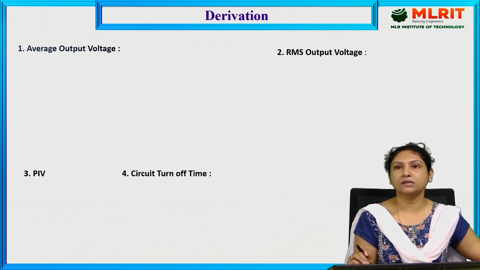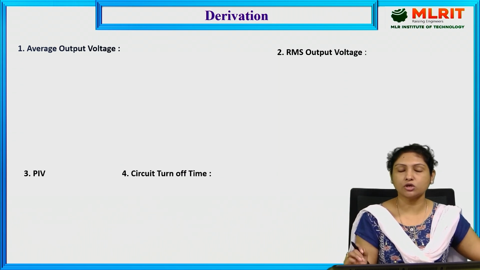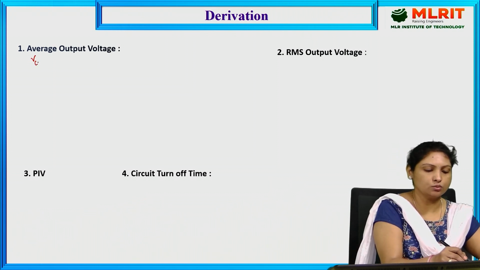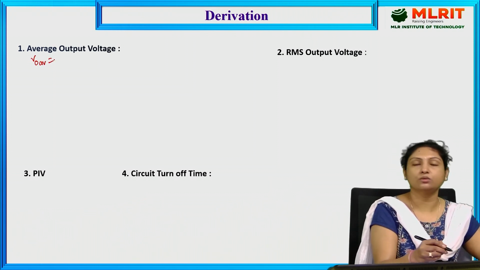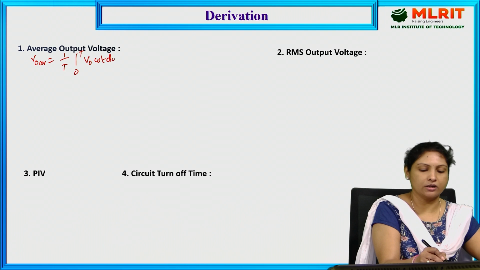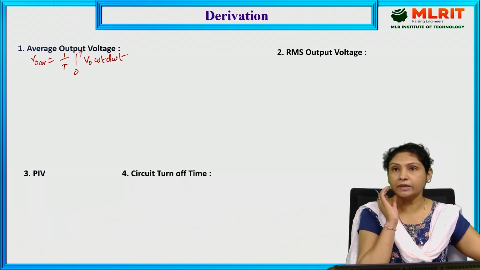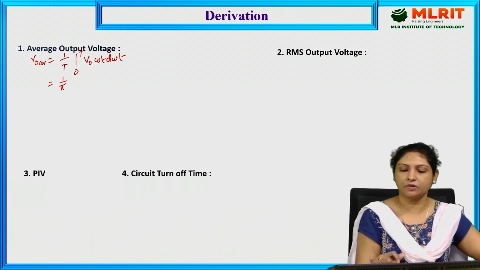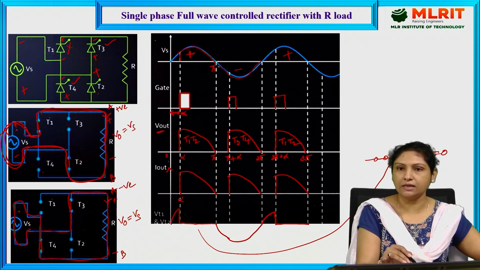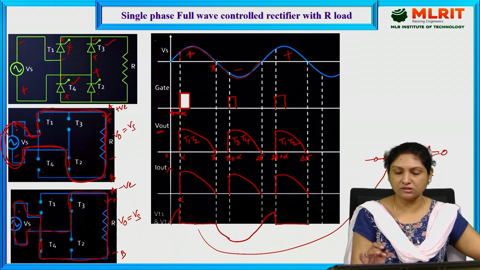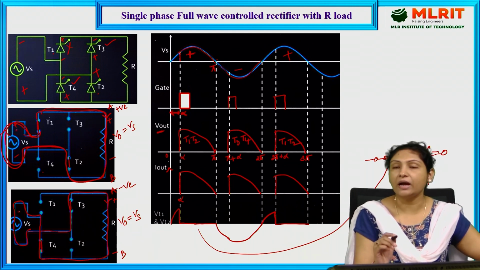And now let us see the average output voltage expression, where V naught average is equal to the general formula 1 by T, integral from 0 to T of V naught d omega T, where every similar cycle is repeating for pi. If you observe here, every similar cycle is appearing for pi. So that is the reason the total time period of the circuit is pi.